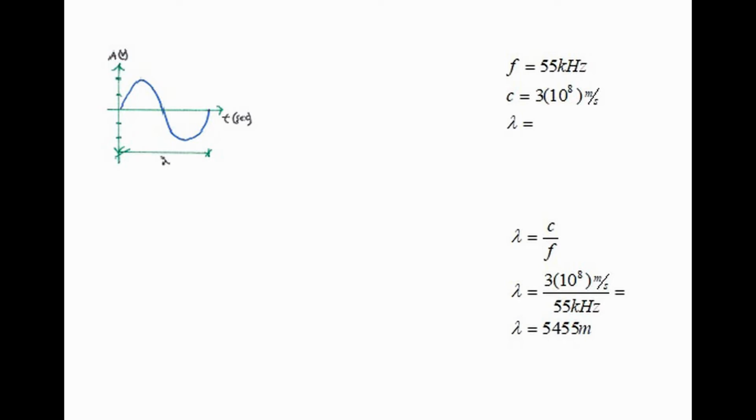The formula says that the wavelength lambda is equal to c divided by f. In this case, if we solve for lambda, we see that the wavelength is 5,455 meters. And why we need to know this is that the antenna for transmitting or receiving the signal is theoretically 5,455 meters long. This is a huge antenna.